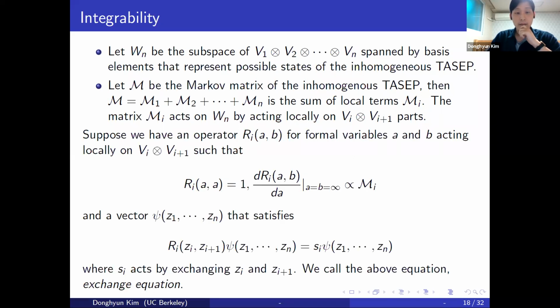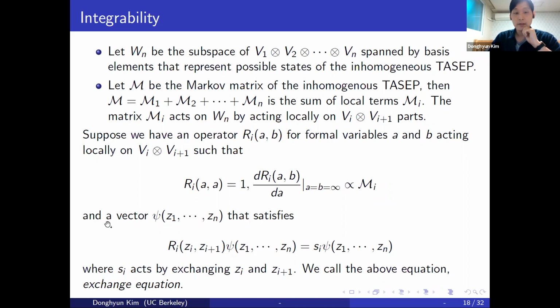And his idea is that suppose we have an operator R_i(A, B) for formal variables A and B acting locally on this part that satisfies: if A equals B, then it acts like an identity. And if we differentiate with A and plug in A equals B equals infinity, then it is proportional to the local Markov matrix M_i.